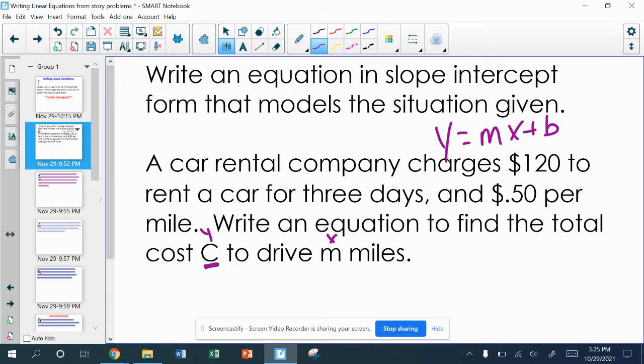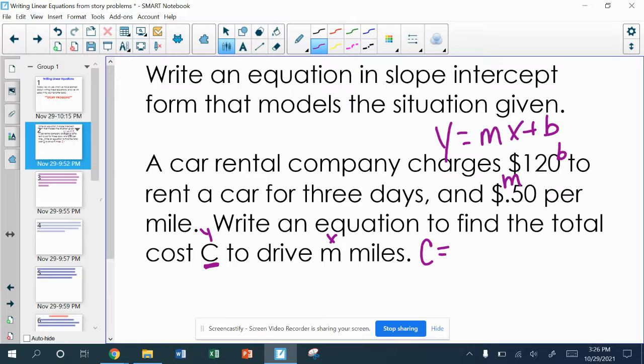Okay. When we read these, most of the time, I'm going to be giving you two important numbers. One of them is where we start. In this case, the amount that you get charged right away is that $120. That's what we would begin by paying. And the amount that's going to change as you drive more miles, every mile costs an extra 50 cents. So that's going to be our slope. So in this case, the cost will be 50 cents for every mile.